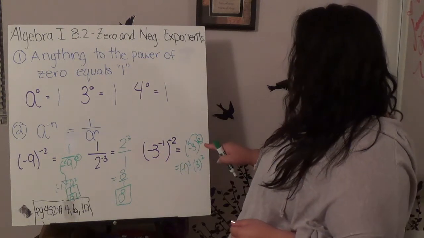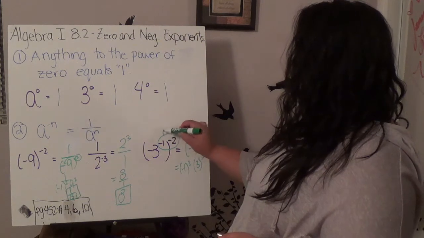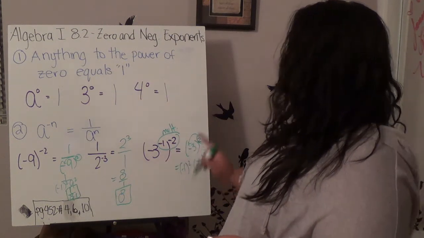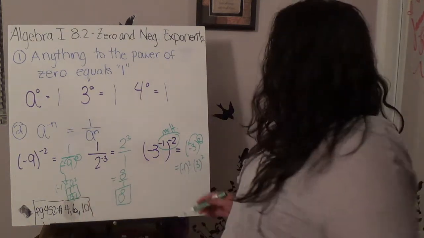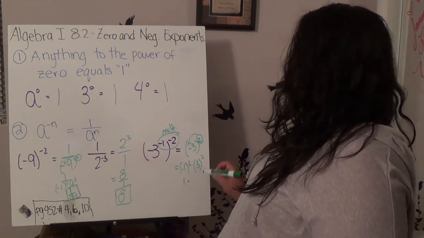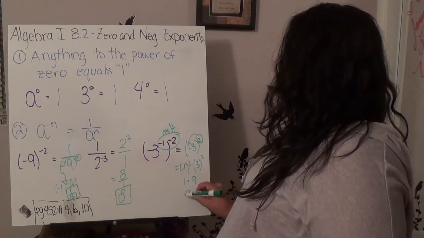One more time, how I got positive 2 is I took these and I multiplied them together. Okay, negative 2 times negative 1 gives me a positive 2 because 2 negatives cancel out. Okay, negative 1 squared is positive 1 times 3 squared, which is 9. 1 times 9 is 9.